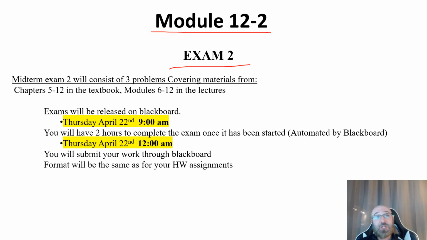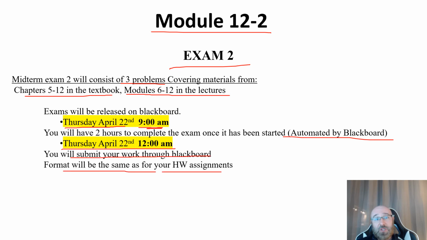So exam 2 is going to consist of 3 different problems covering materials from chapters 5 through 12 in your textbook, which relates to our modules 6 through 12 in our lectures. So the exam is going to be released on Blackboard on Thursday, April 22nd at 9 a.m. You'll have 2 hours to complete the exam once you've started it. This is going to be automated by Blackboard, so you'll need to turn it in no later than noon on April 22nd, the same day. So please submit your work through Blackboard, same format that you've done before for all your other homework assignments and exams.